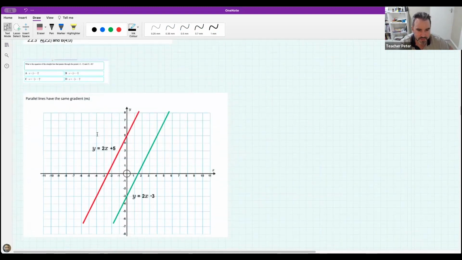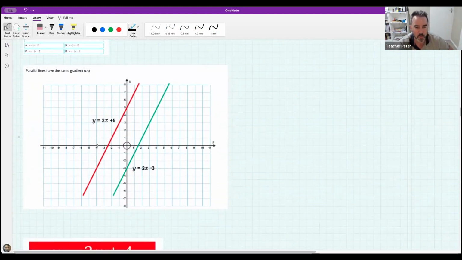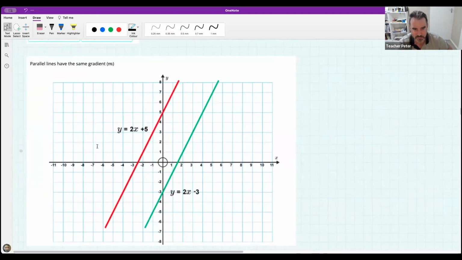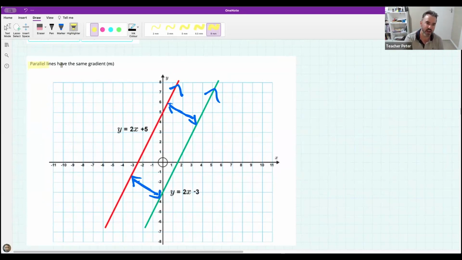Okay. Now, what I want to speak about in the next part of today's lesson is something called parallel lines. Now, parallel lines, we have the symbol that looks like that. And what you'll notice is that parallel lines are always the same distance apart. But there's something else that's important about parallel lines. Parallel lines have the same gradient.